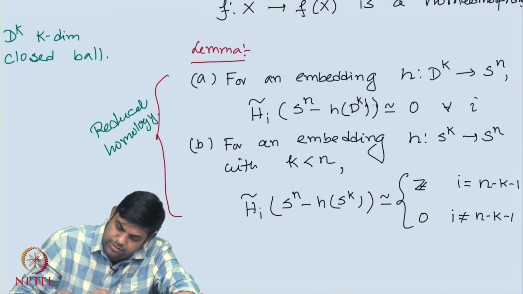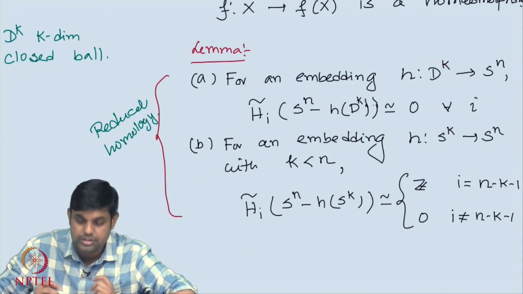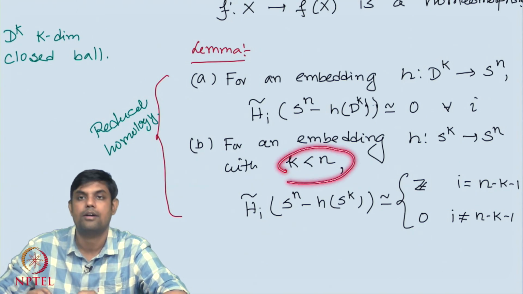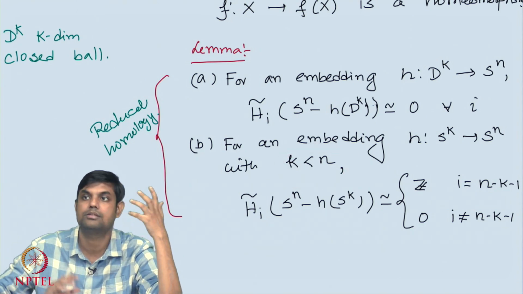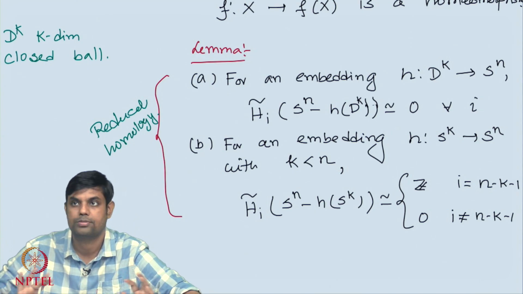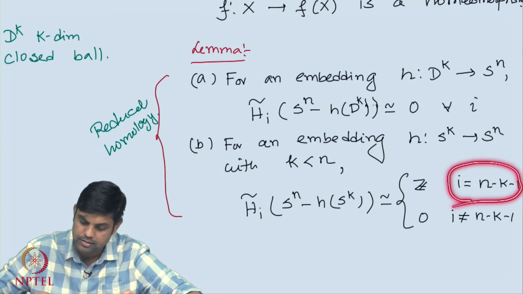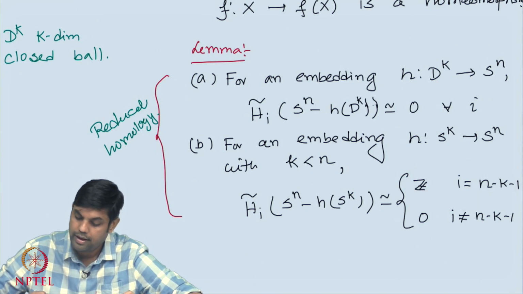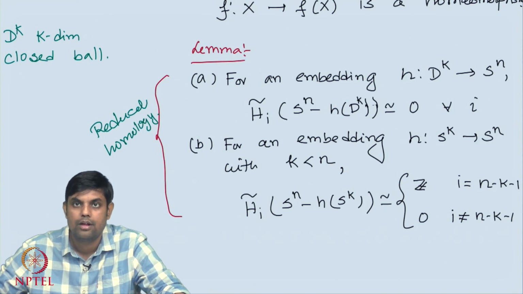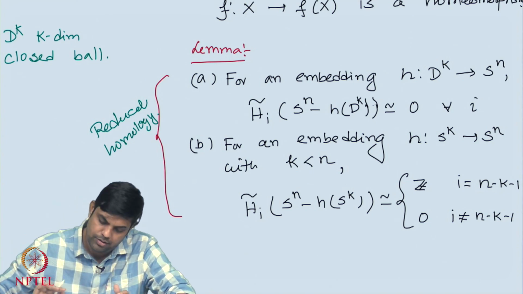So, using this first part, we are going to prove the second result, which is much more important to us. If k is less than n, if I have a small dimensional sphere inside a bigger dimensional sphere, then you have two options. Firstly, if i equals n minus k minus 1, then the reduced homology is isomorphic to Z. Everywhere else it is 0. What is the meaning of that? Let me just briefly explain.